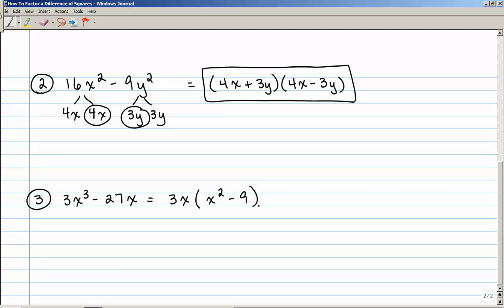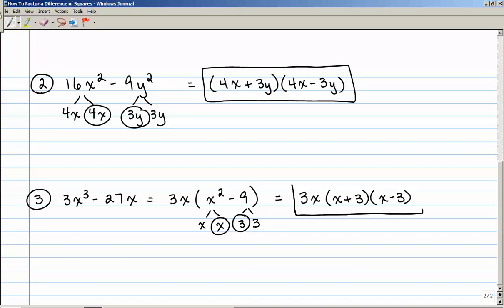And x squared minus 9 is indeed a difference of squares because x squared is x times x, and 9 is 3 times 3. So I'll take my x and my 3. Don't forget the 3x that was out front that I factored out as a greatest common factor. And then I'll have an x plus 3 and an x minus 3. And remember, for any of these, you can check by FOILing and multiplying to see if you get back to where you started.